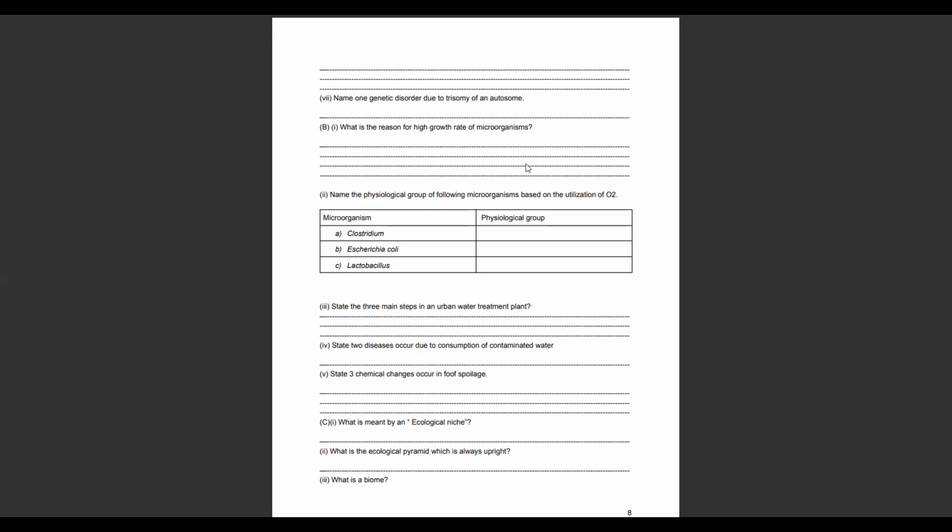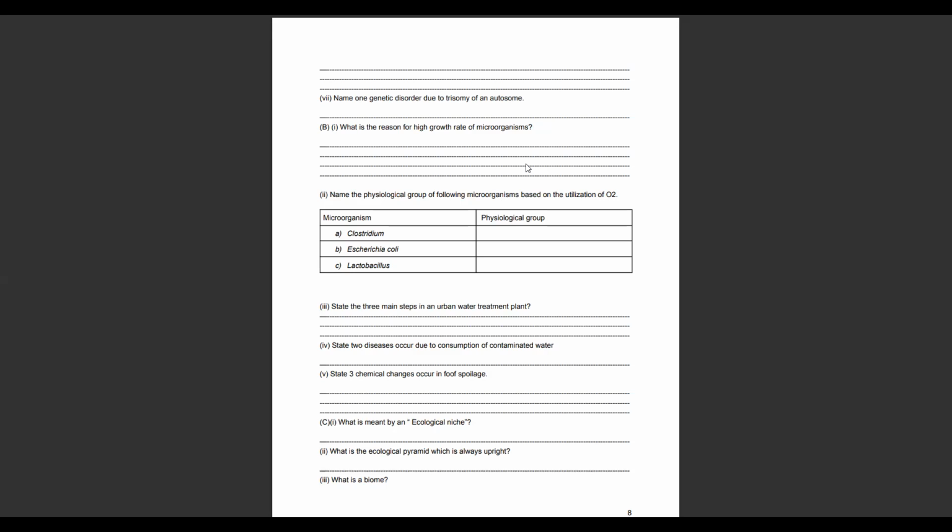Then name the physiological group of the following microorganisms based on the utilization of O2. When you study microbiology, you classify microorganisms into 4 groups based on their utilization of O2: aerobic, anaerobic, facultative anaerobic, and microaerophilic. Here, Clostridium, obligate anaerobic. They produce energy by fermentation.